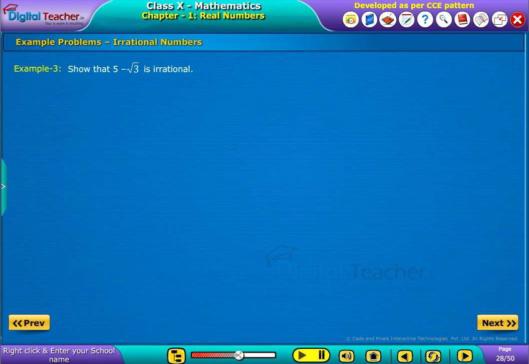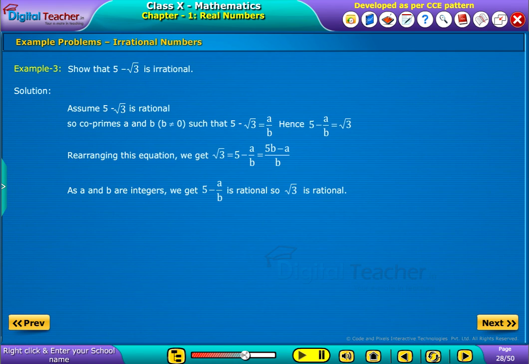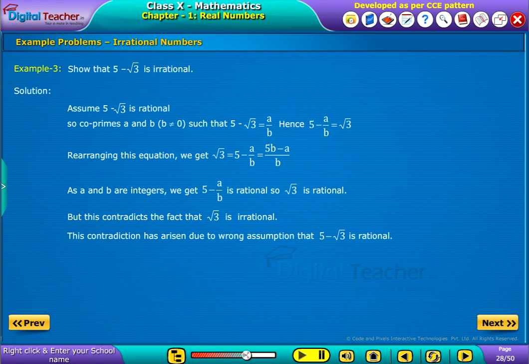Example. Show that 5 minus root 3 is irrational. Solution. Assume the given number is rational. So by the above statement, co-primes a and b, b not equal to 0, can be found such that 5 minus root 3 equals a by b. Hence, rearranging the equation, as a and b are integers, we get root 3 as a rational number. But this contradicts the fact that root 3 is irrational. This contradiction has arisen due to the wrong assumption that 5 minus root 3 is rational. Hence we conclude that 5 minus root 3 is irrational.